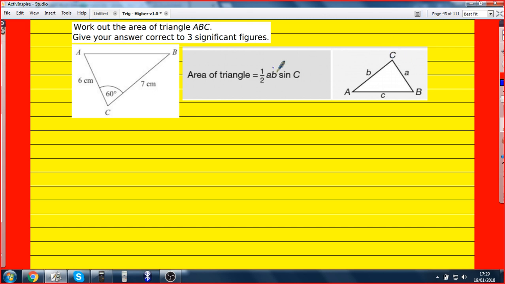And in reality, this A, B, and C means basically a half times one side times any other side times the sine of the angle between them. So any idea how you could use that to find the area of this triangle?